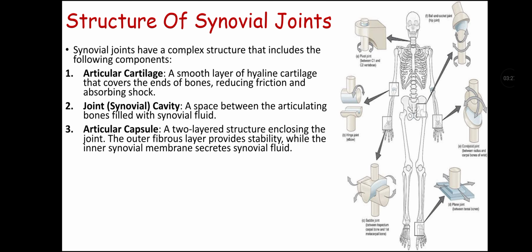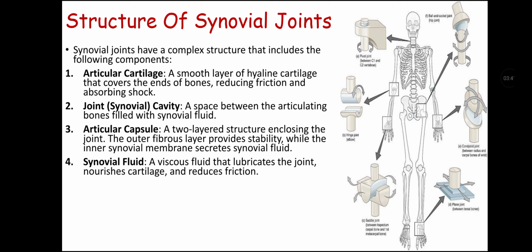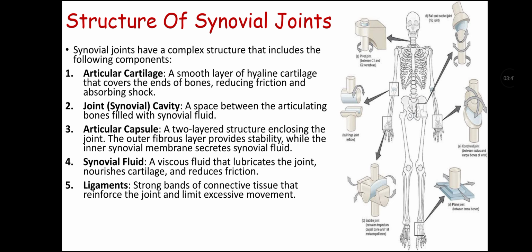Next part is the articular capsule. That is a two-layered structure enclosing the joint. The outer fibrous layer provides stability while the inner synovial membrane secretes synovial fluid. Next part of synovial joint is synovial fluid. That is a viscous fluid that lubricates the joint, nourishes cartilage and reduces friction.